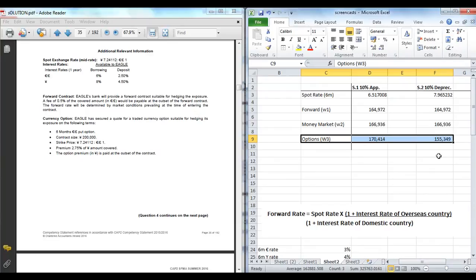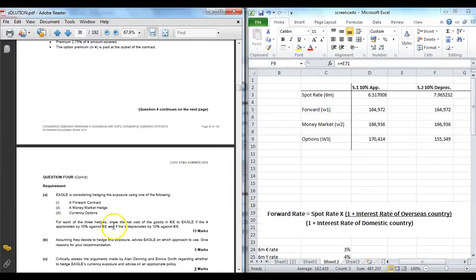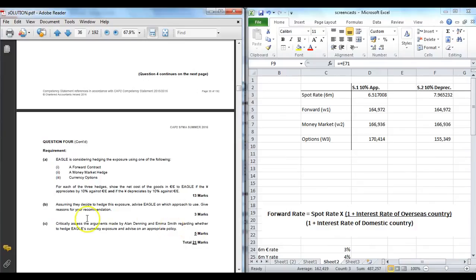One, because there's no counterparty risk, and two, because although slightly dearer here, on balance it does give you exposure to upside potential, which again can be beneficial. So that's all you're looking for. A couple of three or four lines, three or four smart comments with a clear recommendation should get you your three marks. And finally then, part C is a more narrative question.